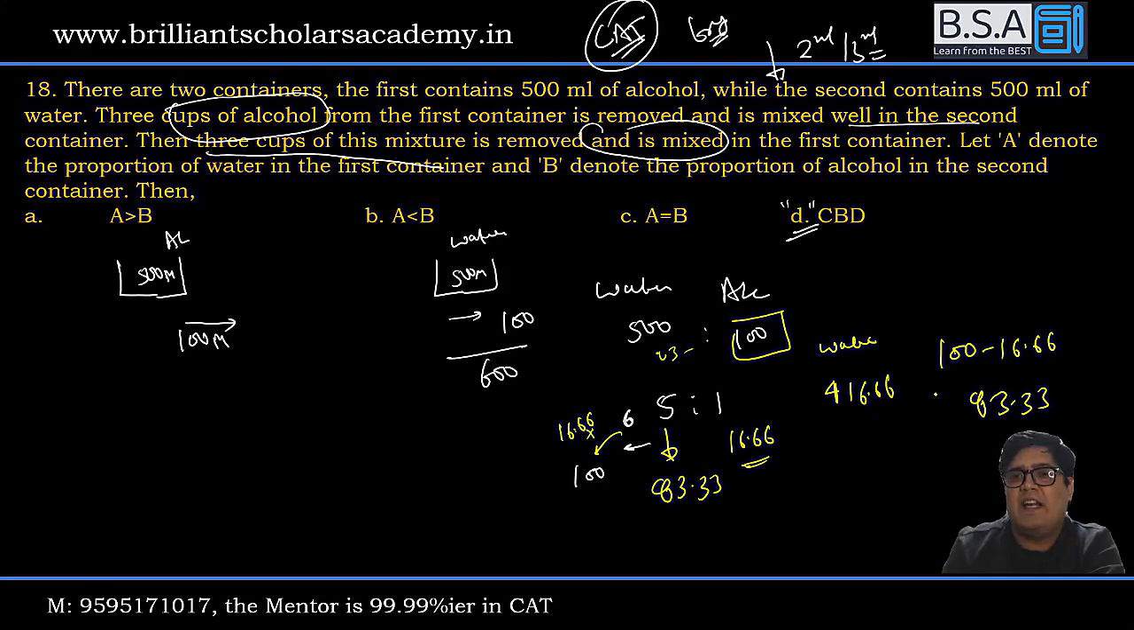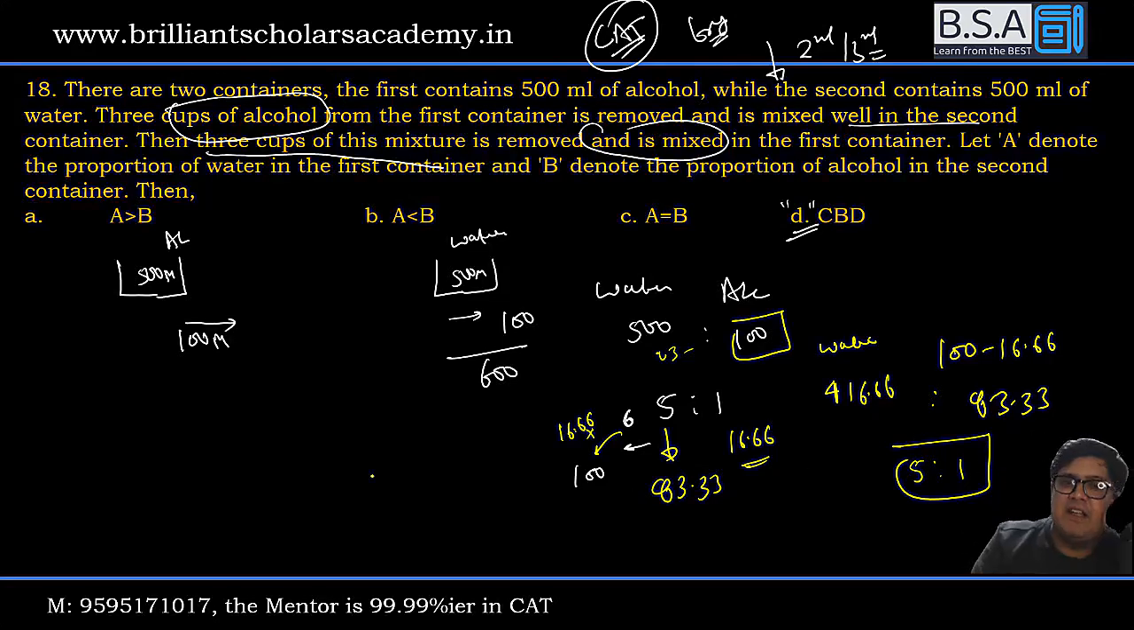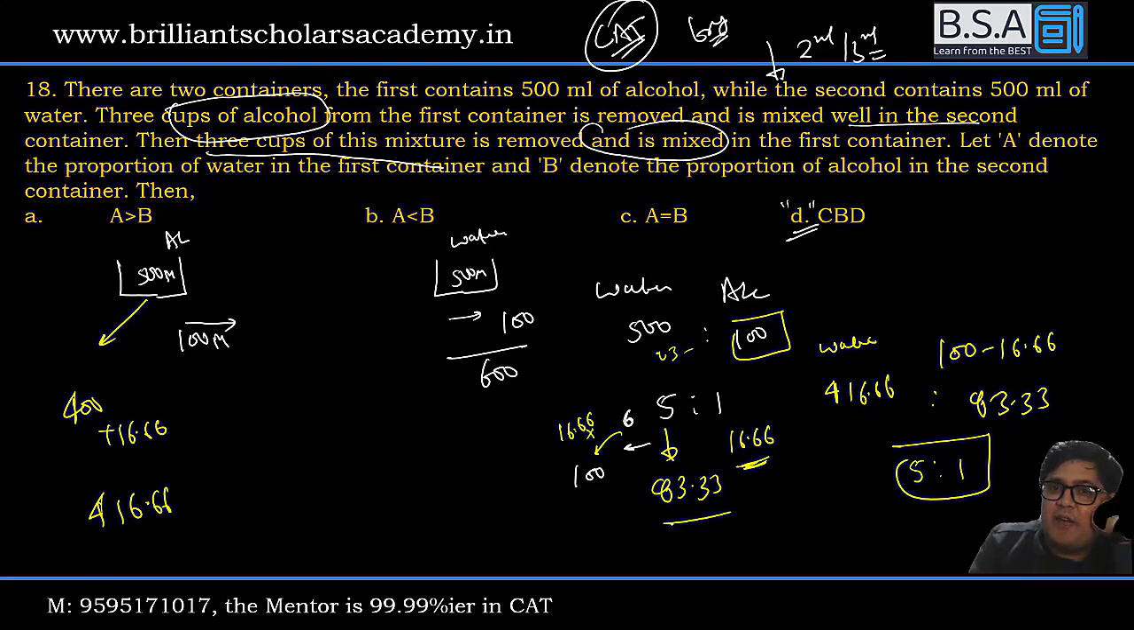So I need a ratio. Do you see the ratio is again 5/1? The ratio does not change. When you take away something, ratio will never change. But here, when you add, this is 400 ml of alcohol. I am adding 16.66. This will become 416.66. And what is coming new? Water is coming new. So do you see the ratio is again 5/1?